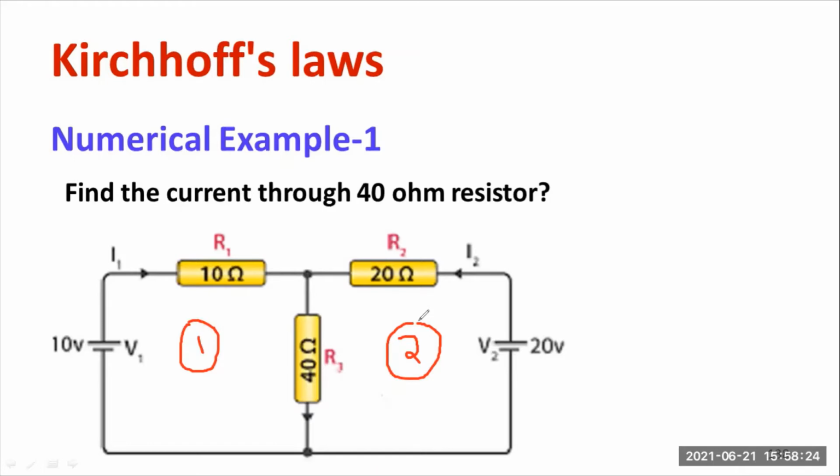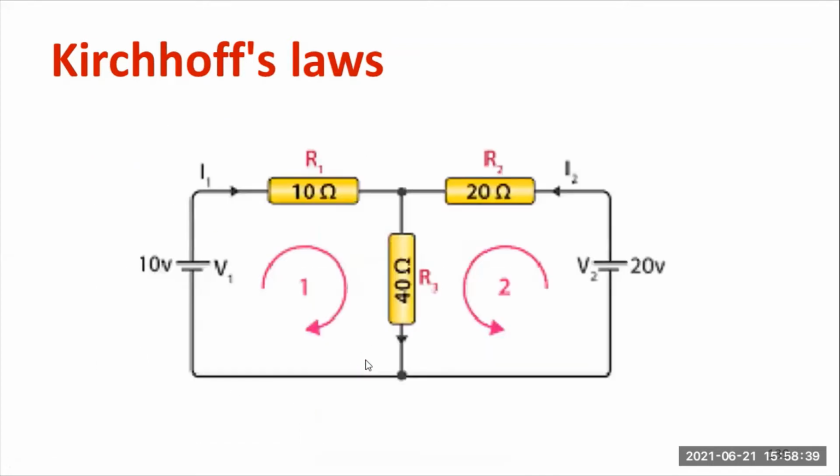So let us solve the problem very quickly. There are two loops. Our ultimate goal is to calculate the current which is flowing through the 40 ohm resistor, which is shown here. Let me mark the direction of current first. As you can observe, these are the two currents flowing through loop number 1 and loop number 2. This is loop number 1 and this will be loop number 2.